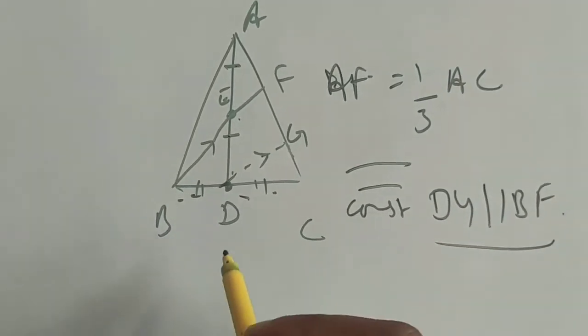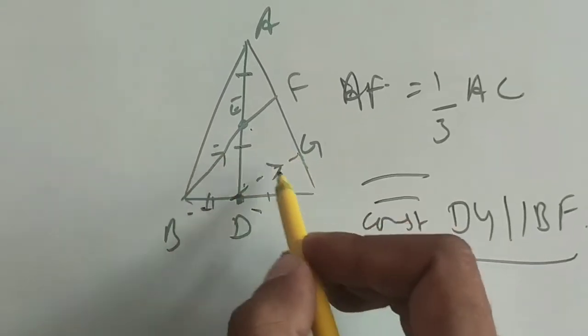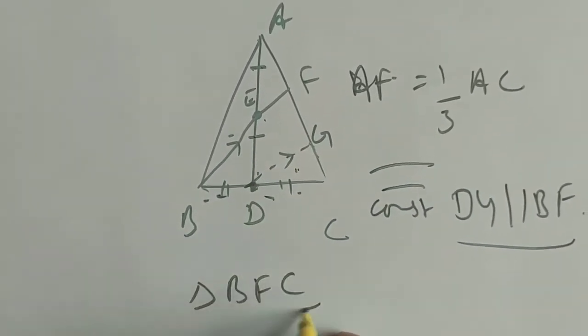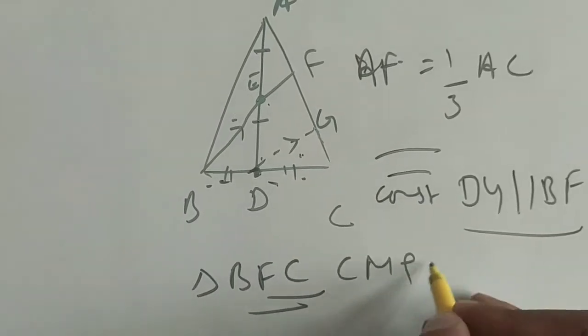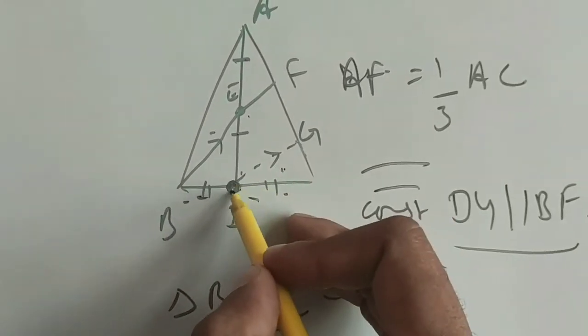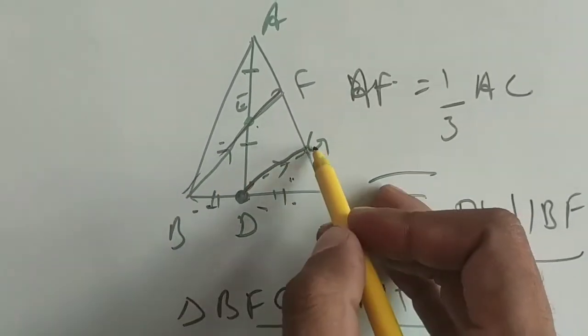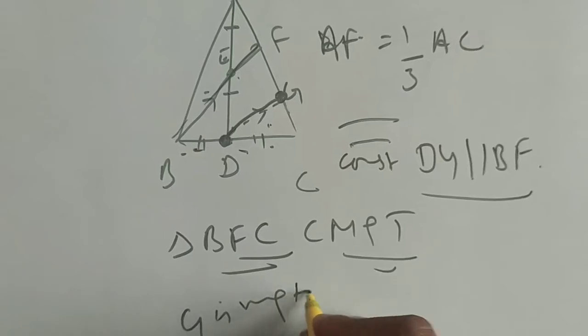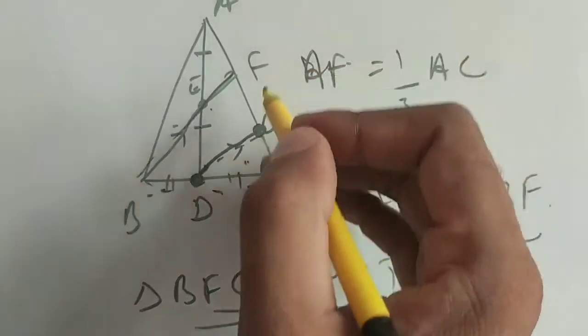We have done one construction. Now this is the midpoint, these two are parallel. First, in triangle BFC you can apply the converse of the midpoint theorem. Why? Because this is the midpoint and these two are parallel. So G is the midpoint of FC.